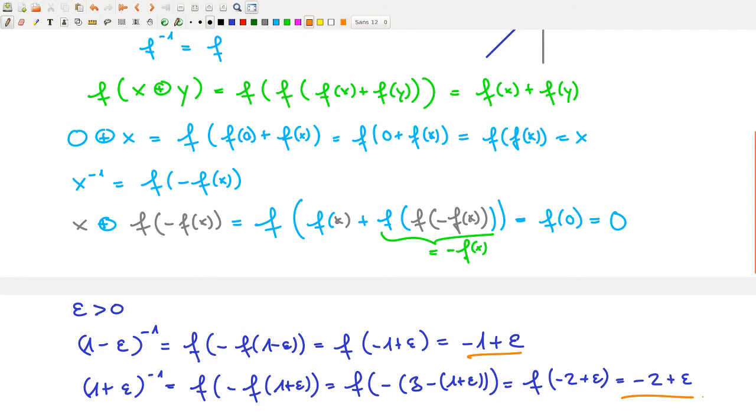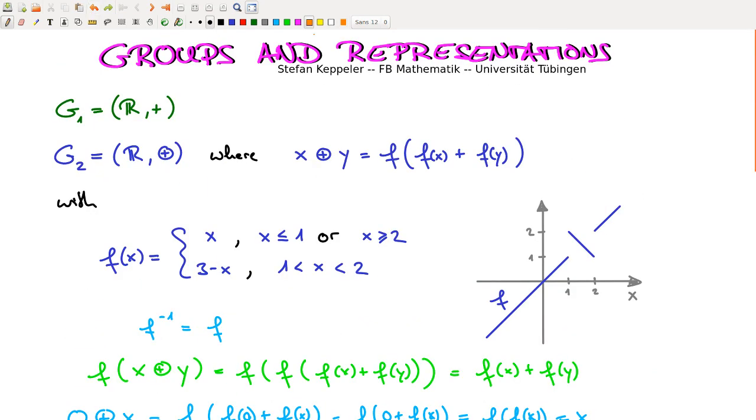In the standard topology on R, these are by no means close to each other. So we have two groups here, additive groups of real numbers. These are isomorphic as groups, but not as topological groups.